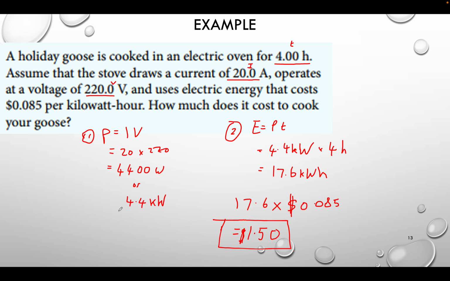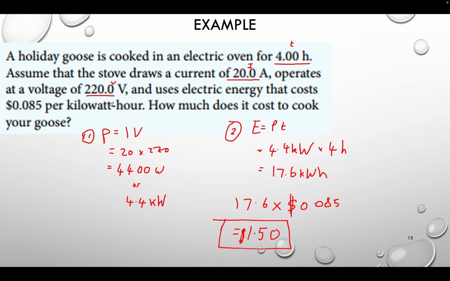So an example question that you might get is a holiday goose. It's cooked in an electric oven for 4 hours. That's our time. Assuming the stove draws a current of 20 amps and has a voltage of 220 volts, so there's my I, there's my V, and it uses electrical energy that costs this much. This is the costing. We'll deal with that soon. How much does it cost to cook your goose? Figuring out how much it will be costing you.